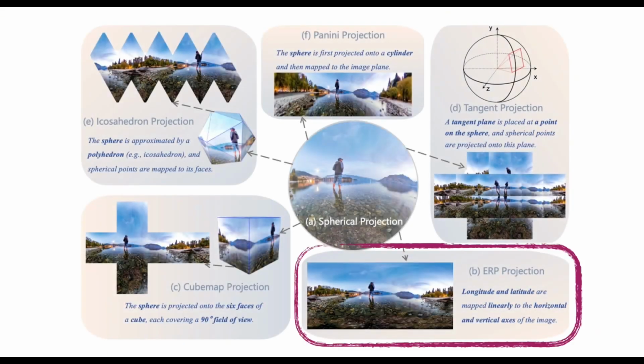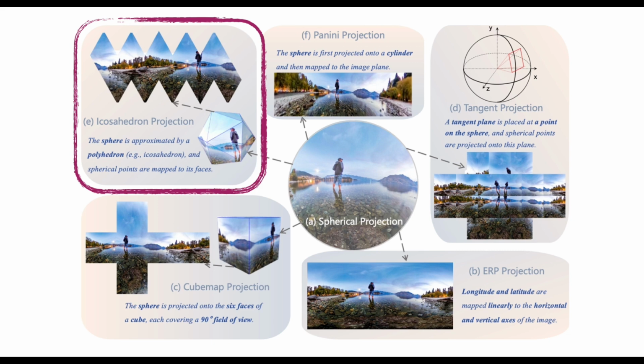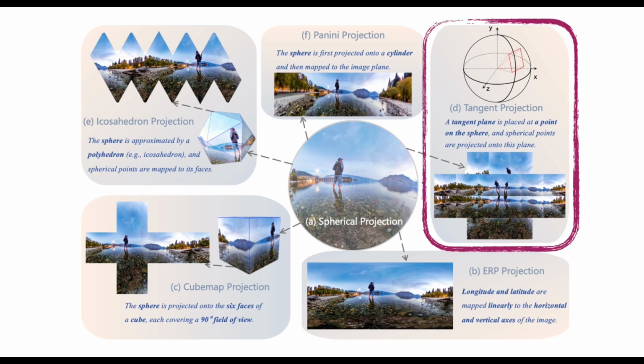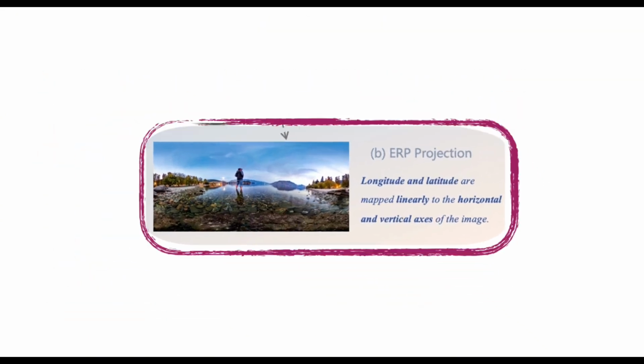Equirectangular projection, also known as ERP, is simple but distorted. Cubemap reduces distortion with 6 faces. Icosahedron gives uniform sampling, tangent works like perspective patches, and Panini preserves vertical lines. ERP is the most used representation, and its geometric properties introduce critical gaps between perspective and panoramic vision.